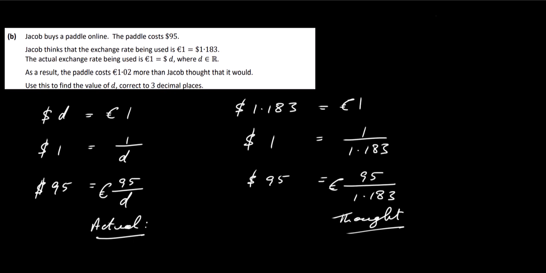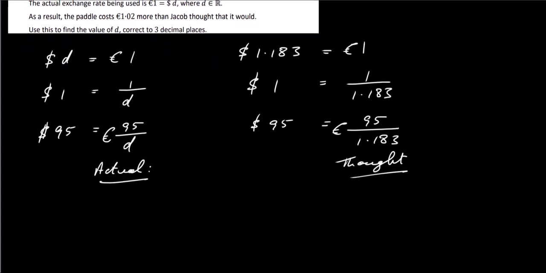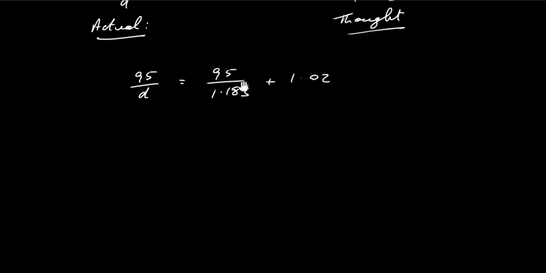So it says, as a result, the paddle cost €1.02 more than Jacob thought that it would. So you've got to just look at these two values that we've worked out. In other words, we can say that 95 over D, the amount that he actually paid, is going to be equal to the amount that he thought he paid, 95 over 1.183, plus another €1.02. So all we got to do is just solve this for D.